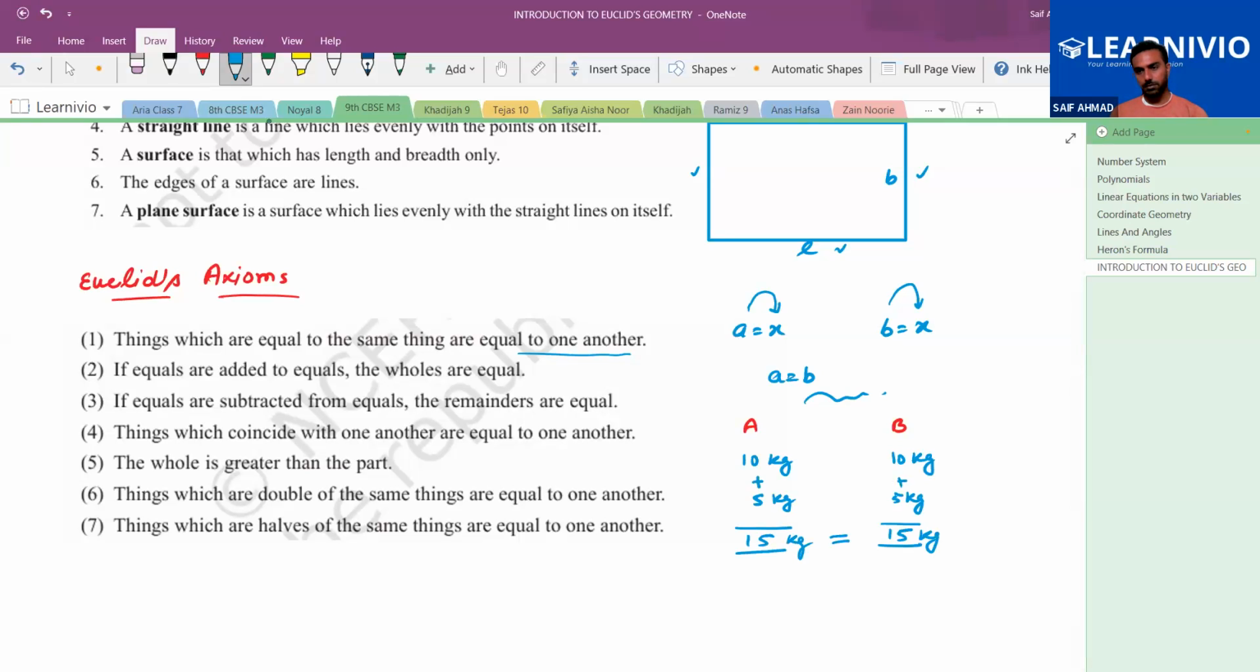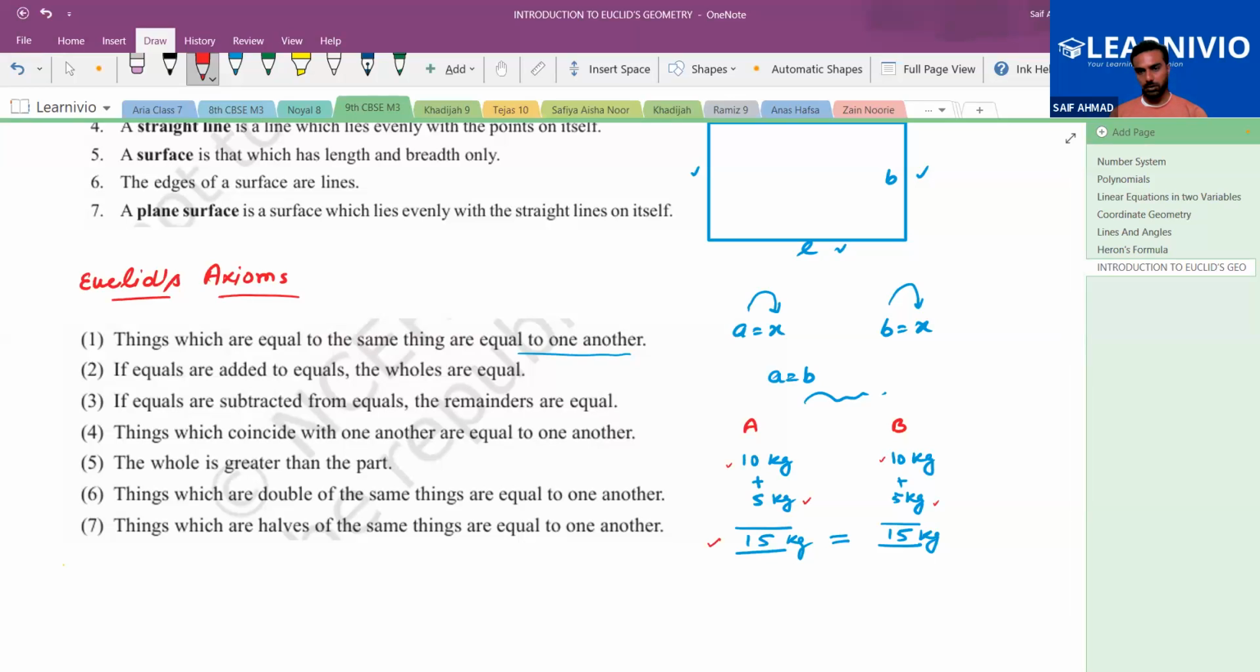So this is the second axiom of Euclid's. If equals are added to equals, these are the equals, the wholes are equals. Understand?